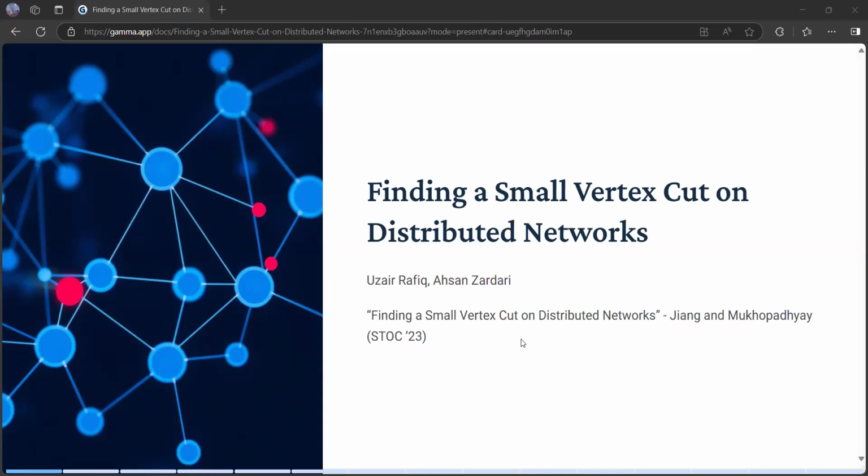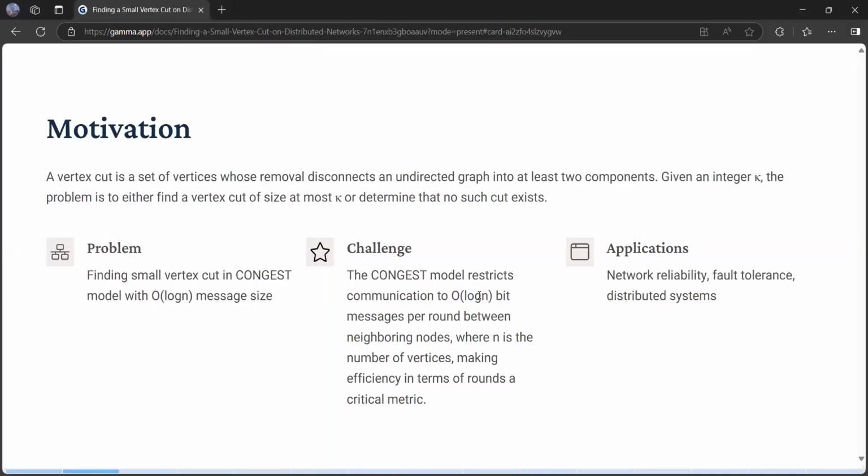I'm excited to present our work on finding a small vertex cut on distributed networks, based on the paper by Jiang and Mukhopadhyay from STOC 23. This presentation will explore a novel algorithm for identifying small vertex cuts in distributed systems, with applications in network reliability and fault tolerance. This is our title slide. We focus on finding smaller cuts.